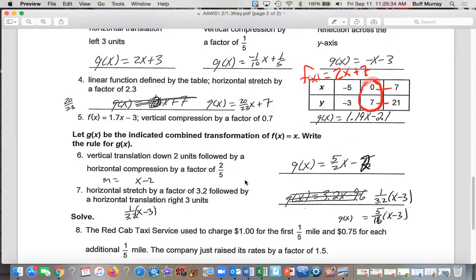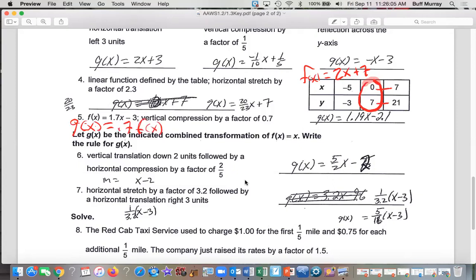These are tricky. Like I said, horizontal stretches and compressions, those are kind of the things that take the longest to wrap our head around. Right, I understand that. All right, number 5, taking the function 1.7x minus 3 and doing a vertical compression by 0.7. I did use decimals because that would end up being what? g of x would be 0.7 times f of x.